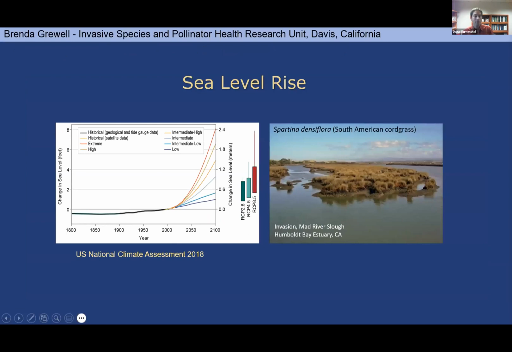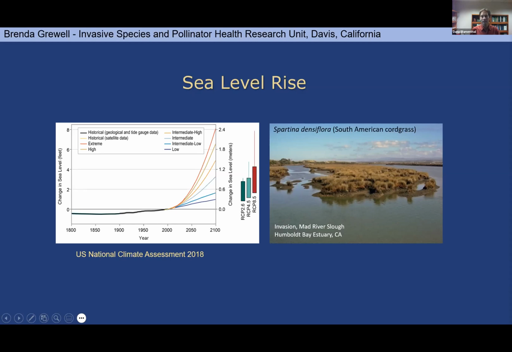That's precipitation. And now we're going to move on to something that we don't usually think about too much in Wyoming or Colorado, and that is sea level rise. It's not something that influences us, but if you're working in estuaries, and you're considering invasive species issues in estuaries, this is something that matters quite a bit. And this is work by Brenda Gruwell out at the Invasive Species and Pollinator Health Research Unit in Davis. And Brenda is studying a whole array of invasive species issues and many issues with respect to climate change, but I'm going to just focus on her work with respect to sea level rise.